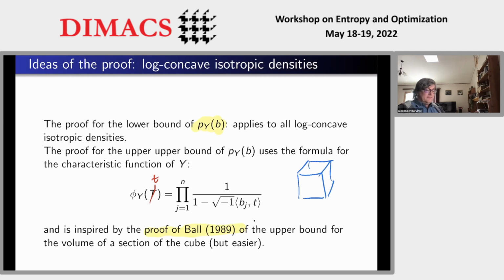Only our characteristic function looks simpler and the proof is simpler. But we pretty much mimic what Ball did to get an upper bound.